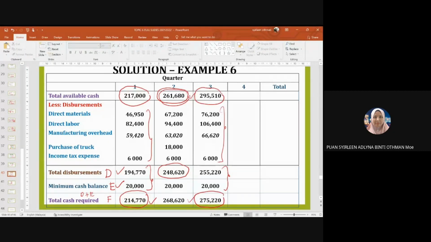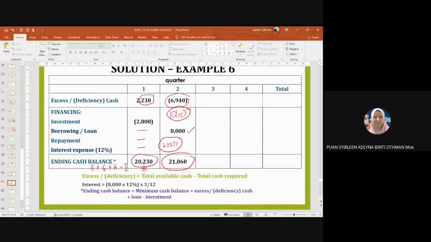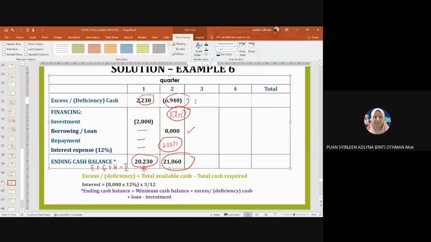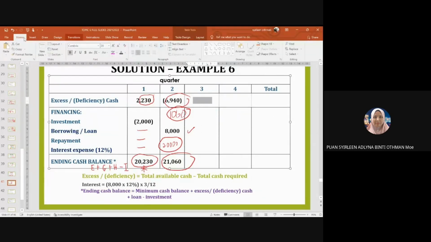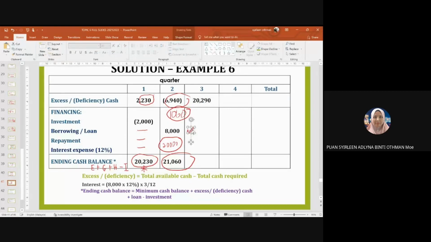That means akan ada excess ke deficiency? I akan ada excess, ada lebihan. So untuk kuartal ketiga, saya ada lebihan sebanyak 20,290. Wah, kali ni lebih banyak. Okay, good lah. So lebih banyak tu kita nak buat macam mana? Bila dah lebih banyak tu, you kena faham ada 2 benda you kena buat sekarang di kuartal ketiga.